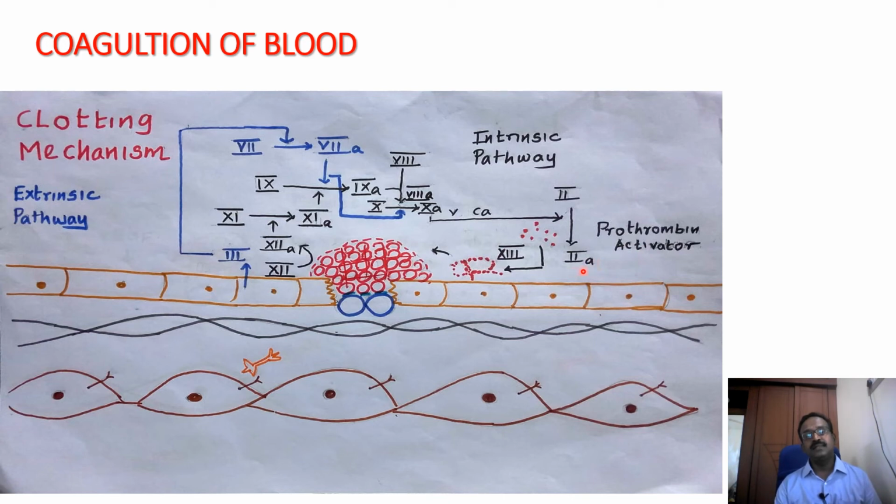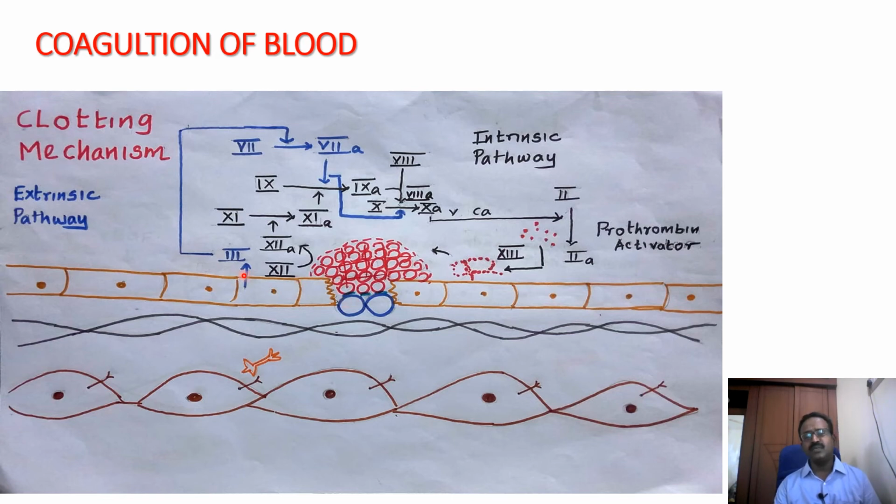This thrombin 2A converts the soluble fibrinogen to fibrin with the help of the fibrin stabilization factor, factor 13. So it forms the fibrin clot. This is the intrinsic pathway. It will take 4 to 6 minutes, and it is due to damage of the vascular endothelium.